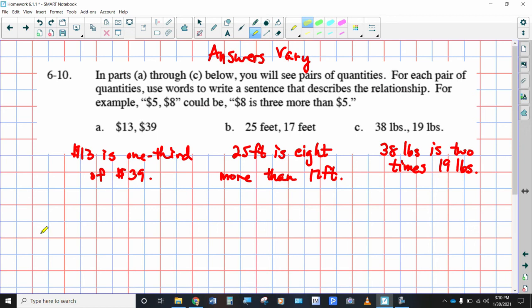All right, in parts A through C below, you will see pairs of quantities. For each pair of quantities, use the words to write a sentence that describes the relationship. For example, 5 and 8 could be 5 is 3 less than 8.